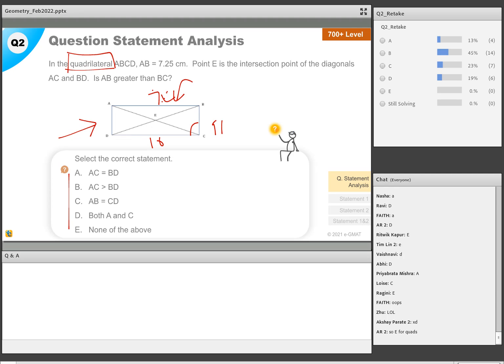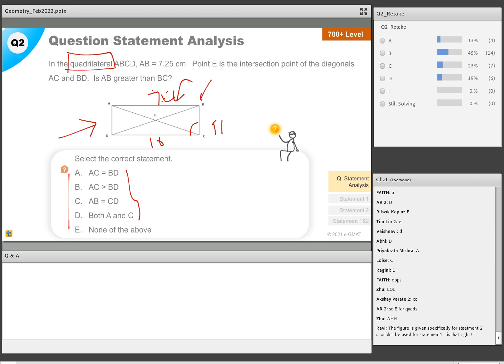Exactly, the answer is E, because all these things that you see apply at some level if it's a quadrilateral. Don't go just based on what is given here. The question only told you it's a quadrilateral. It looks like a rectangle, but don't be sure it's a rectangle. The figure is given specifically for statement 2. That's true, but shouldn't be used for statement 1. Not really. I think here it is just given as a figure. But yeah, good question.